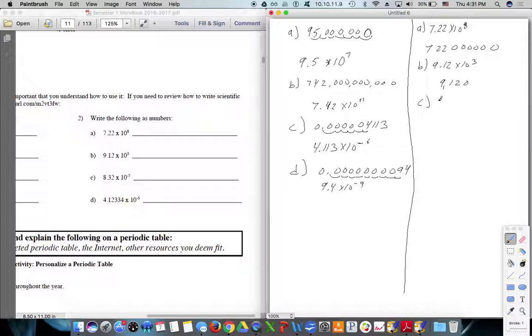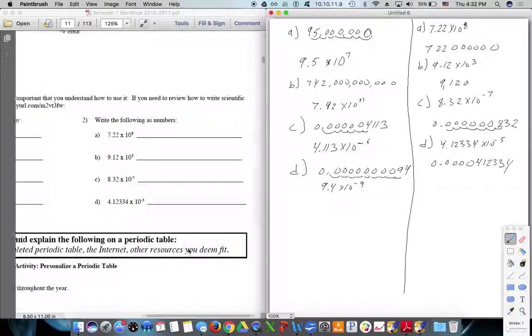C, going the other direction, 8.32 times 10 to the minus 7th. Now we're going to move the decimal place to the left. Moved it 7 places. Started here. 1, 2, 3, 4, 5, 6, 7. Letter D. This one seems kind of silly because of all the numbers, but we have 1.2334 times 10 to the minus 5th. So it comes out to be 0.000012334.